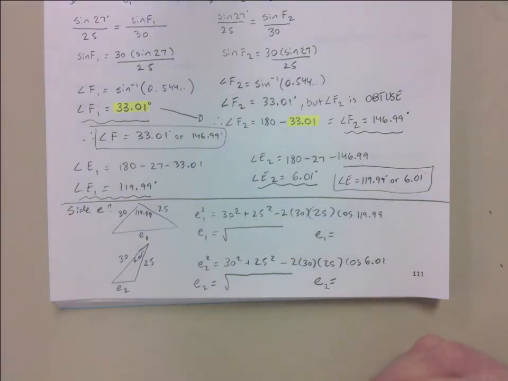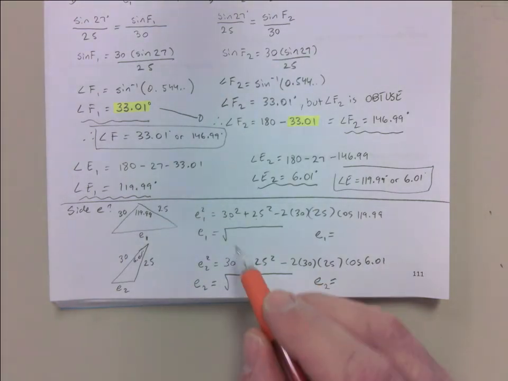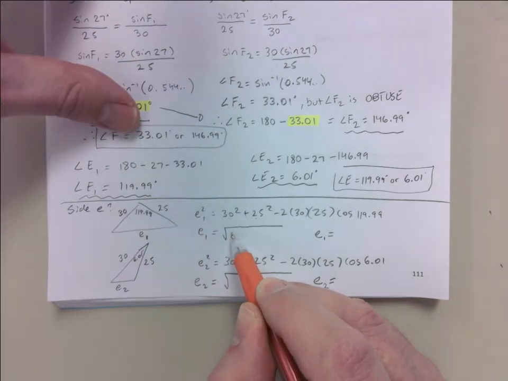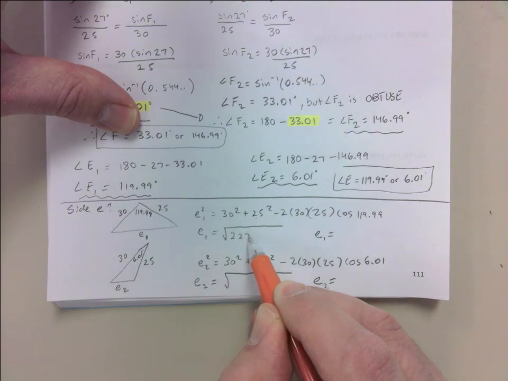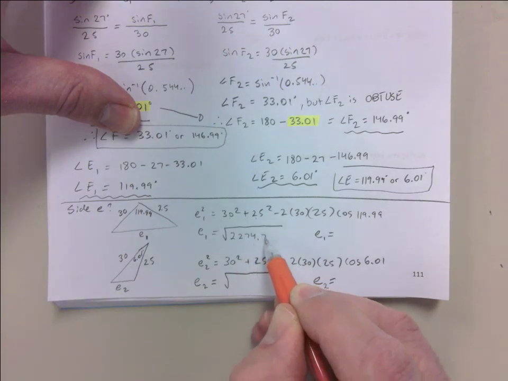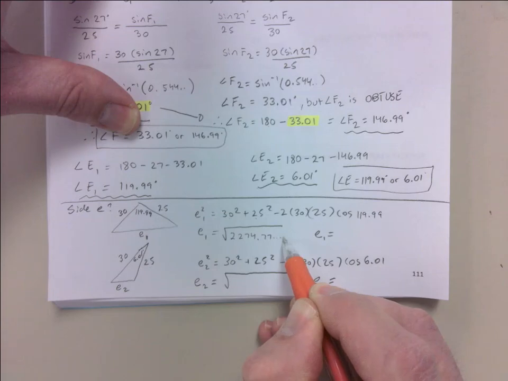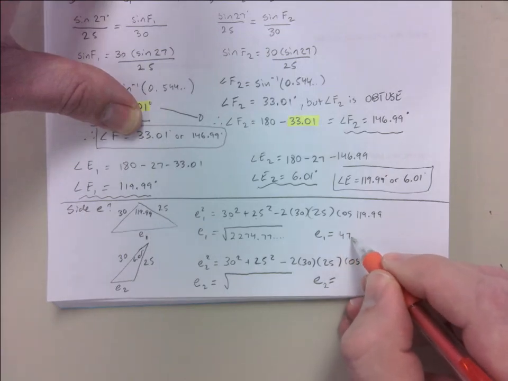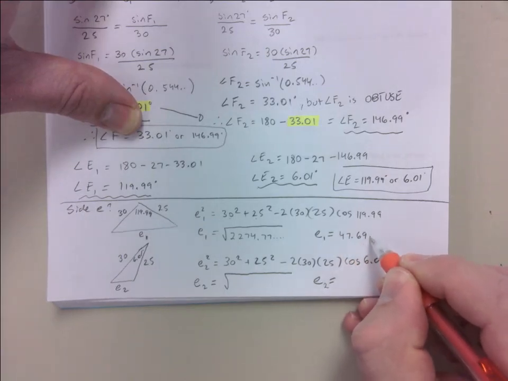For the sake of time, I will give you what is inside the root already. I was going to do this with you on the calculator, but at this point I would expect you to know how to type that in already. So E1 is 47.69 inches. Miles, not inches.